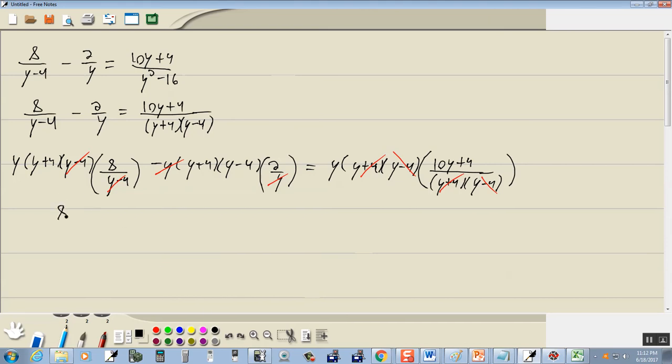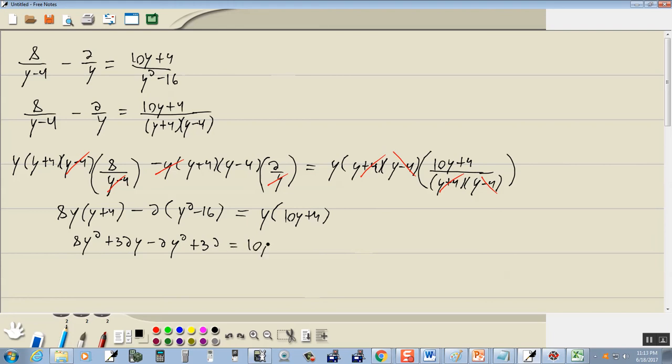So we're left with 8y times y plus 4 minus 2 times y plus 4 times y minus 4. If I multiply those together, it gives me y squared minus 16 equals, over here I got y times 10y plus 4. 8y times y is 8y squared. 8y times 4 is 32y, minus 2y squared plus 32 equals 10y squared plus, is that a 4? 4y. Okay, 8 minus 2 is 6y squared plus 32y plus 32 equals 10y squared plus 4y.